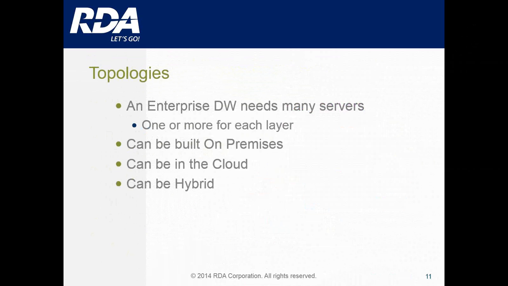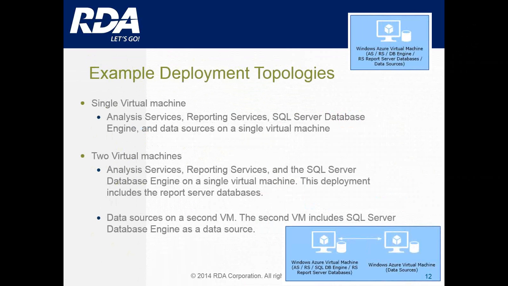So let's jump a little bit more into some example deployment topologies that you may have. You may have scenario one, where you have a single virtual machine. That single virtual machine may have Analysis Services, Reporting Services, and a SQL Server Database Engine, and data sources that are either read from a separate machine or are on the same machine. This, as you can imagine, is going to be a really small enterprise. This is not something very large. It does not sound like high-level enterprise database needs or data warehousing needs.